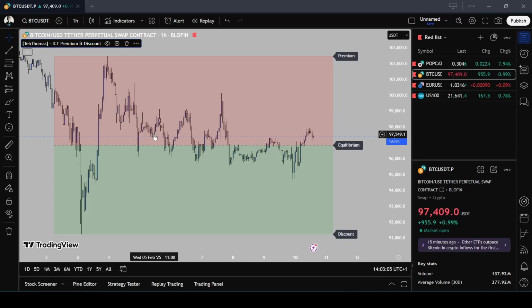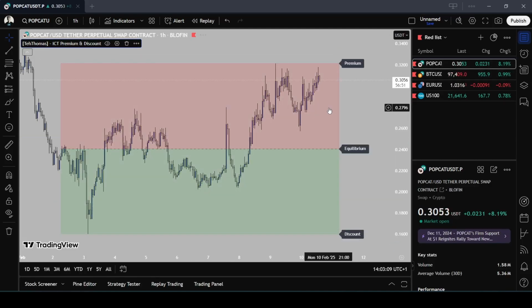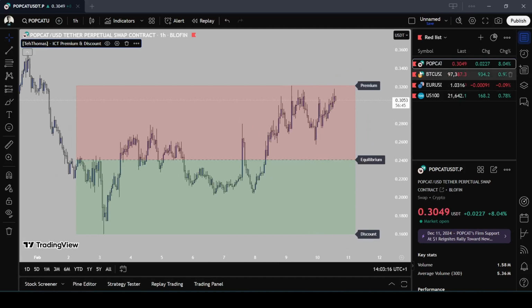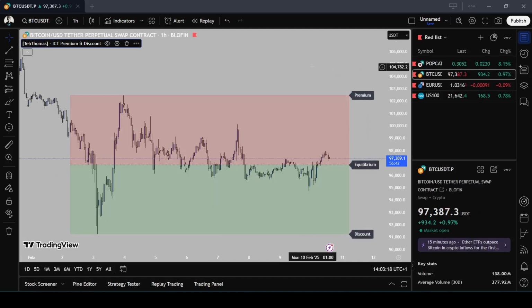Bitcoin is a prime example. Up, down, the pendulum. Popcat, a meme coin, also up, down, a pendulum. It's good to realize it's not always going to come down or up again because once in a while it has to break out of the zone, but there is a pretty good chance that it will go across the equilibrium line once or another time again.